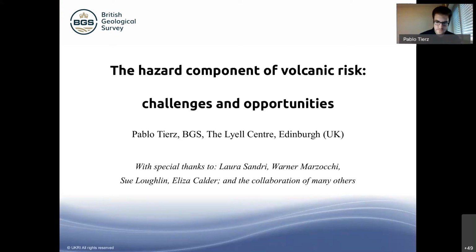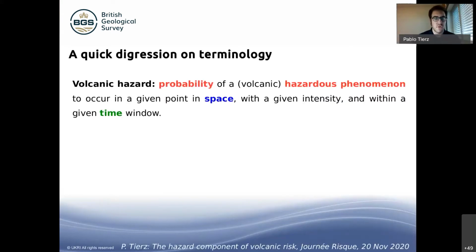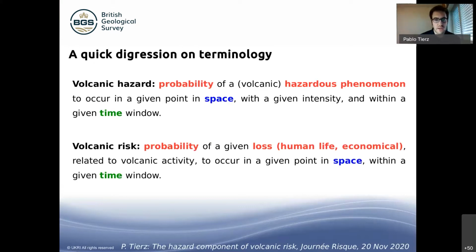So I would like to start with a very quick digression on terminology, what we understand by volcanic hazard and what we understand by volcanic risk. So volcanic hazard, classical definition could be the probability of a given volcanic hazardous phenomenon to occur in a given point in space with a given intensity and within a given time window. And if we were talking about volcanic risk, we were talking about the probability of a given loss in terms of human lives or economical or others related to volcanic activity to occur in a given point in space and within a given time window.